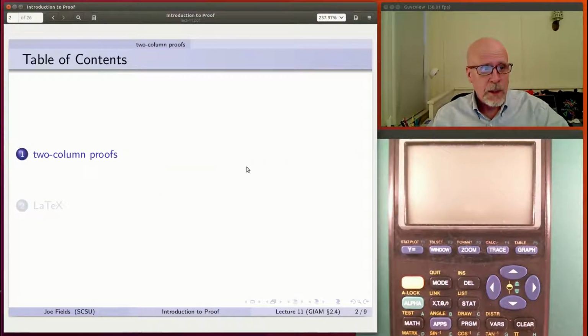The layout today is, we'll cover that section I mentioned, 2.4, the content of which is about two-column proofs. So there's not much to say about that. I'll probably go into some generalities about that style of argumentation, and then we'll do a bunch of examples. I suspect that'll bring us up a little short of the normal time I'd like to keep these videos to, so I've decided to include a little information about using LaTeX to typeset your mathematical writing at the end.